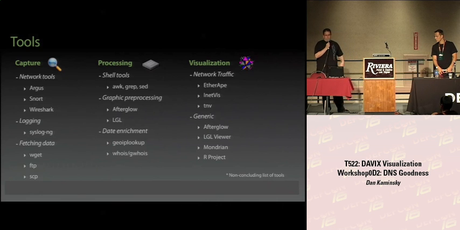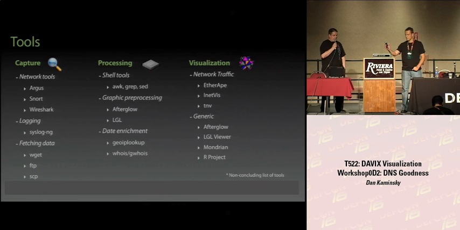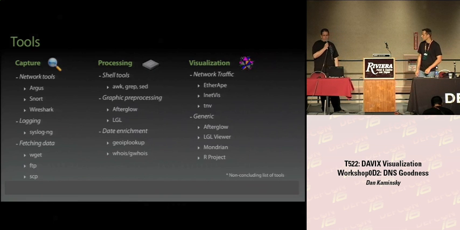And the third thing, we have lots of tools which allow you to grab files from other systems, so like there is FTP, SCP, and all that kind of stuff there. Then we have the processing part. I already mentioned shell tools, so I'll skip that one. Then we have generic processing for Afterglow and LGL, for example, and things like data enrichment. Maybe you would like to have your IP address looked up into a country. Maybe that's interesting for your analysis. So there are tools included on the CD which allow you to do this. Or you can have Whois queries and whatever.